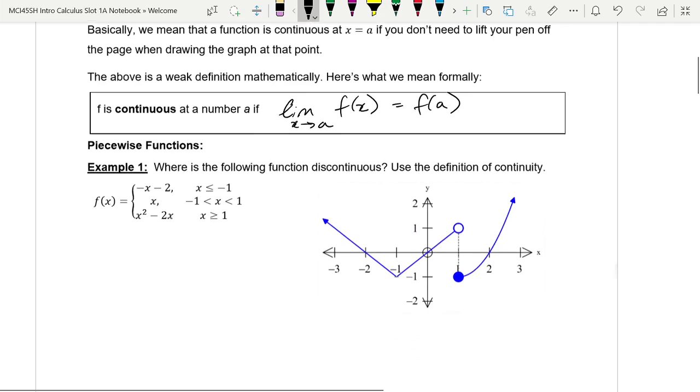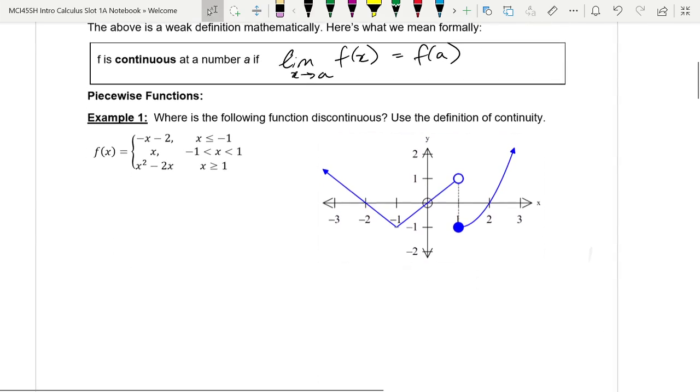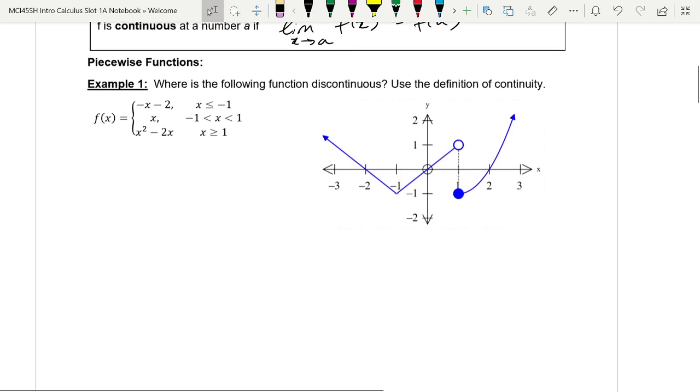So here's example 1. Again, I think all the examples in this lesson are going to be piecewise functions. Where is the function discontinuous? Use the definition of continuity. Okay, so first of all, how did they make this function? Well, the function is the line negative x minus 2, but only when x is smaller or equal to negative 1. So starting at negative 1, it's this line here. So there's the first function.